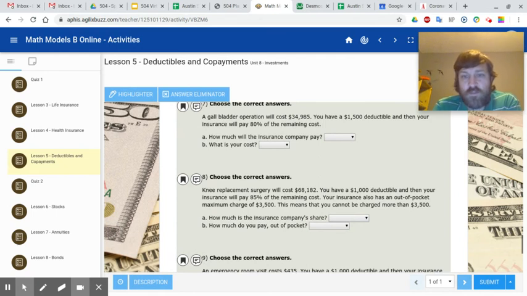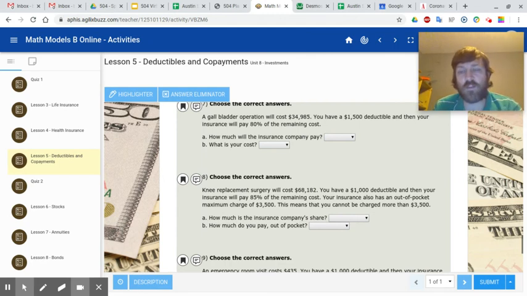The rest of these are percentage problems. So you need to understand that it's going to say there's a total amount, it's going to say a deductible, and then it's going to have a percentage. I'll just do number 7 as an example. A gallbladder operation will cost $34,985. You have a $1,500 deductible, and then your insurance will pay 80% of the remaining cost.